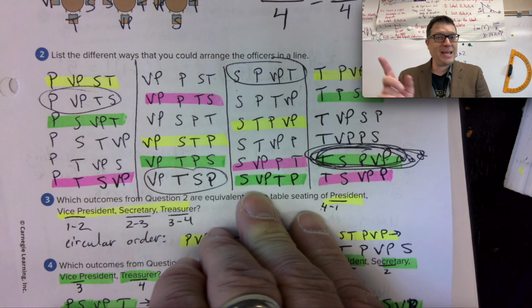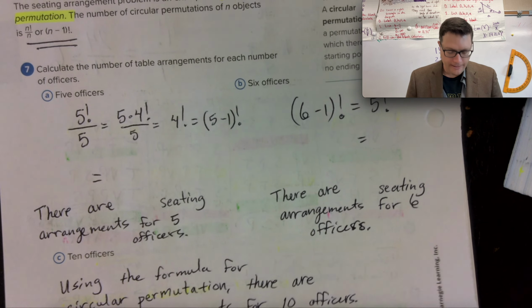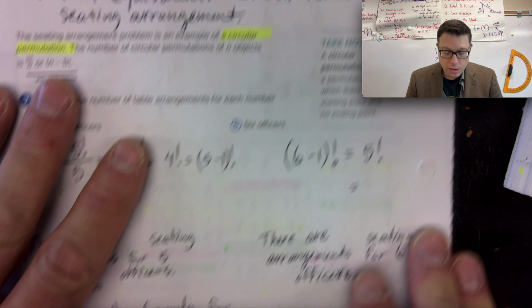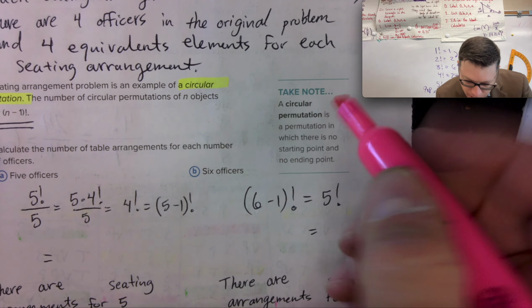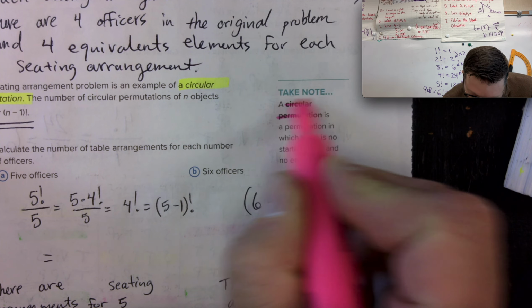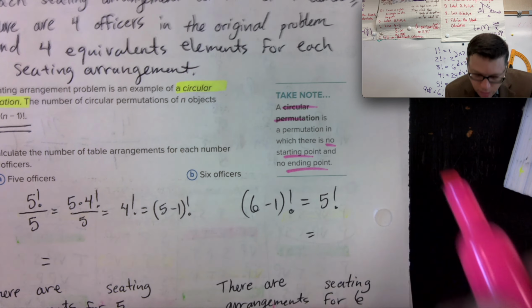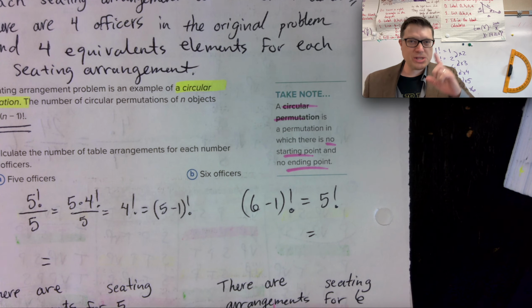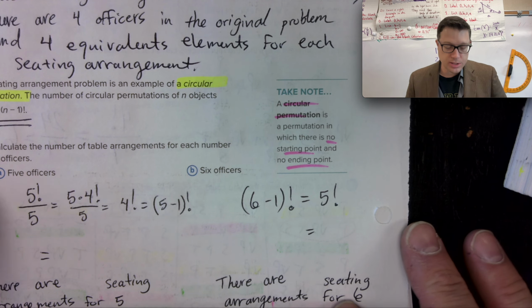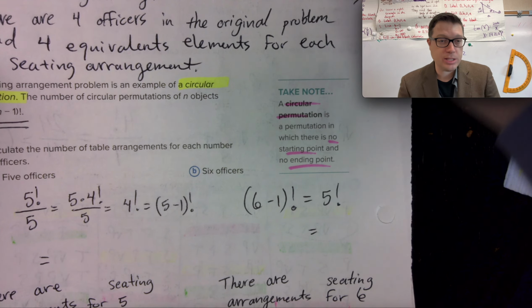Circular, we just repeat, we just put a different element first, but then the order continues from there. So we have a formula for circular permutation, and over here on this side, a circular permutation is a permutation where there's no starting point and no ending point, because the order is the only thing that matters. Not which goes first, just what's the arrangement.